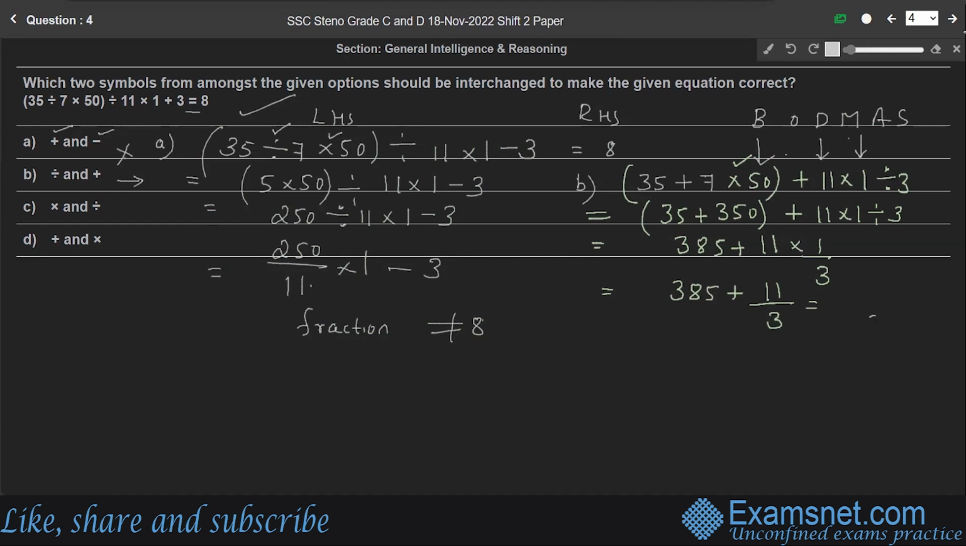385, since 3 is the LCM, 385 into 3, which is 1155, plus 11, which is 1166 by 3. So you will get a fraction which is not equal to the right hand side, which is 8. Therefore, option B doesn't satisfy the given equation.